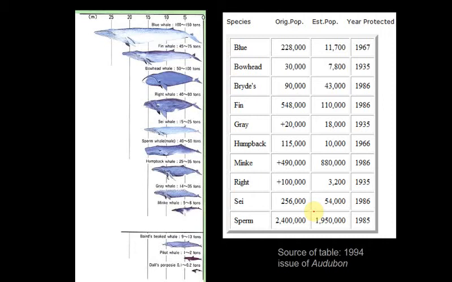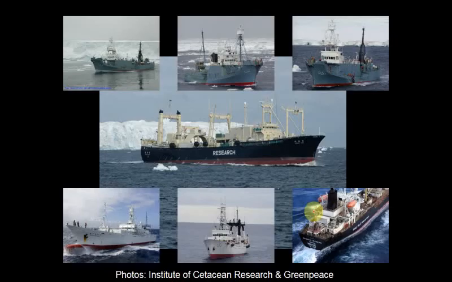But minkes, can you see there, there's arguments about the total numbers, but there's well over 500,000 of them. And some whales have come back really strongly. So humpbacks are now well above 10,000.